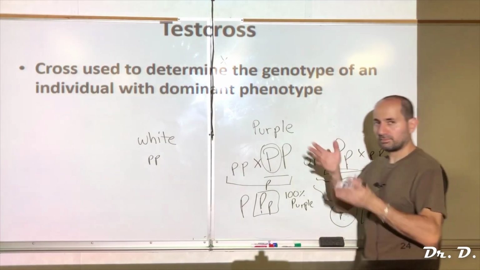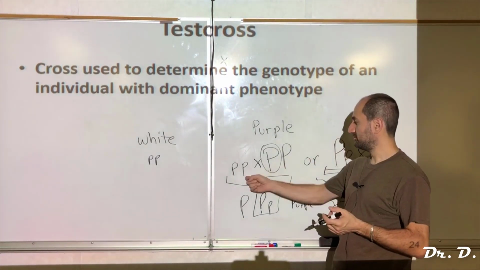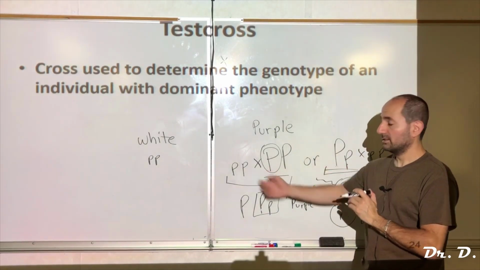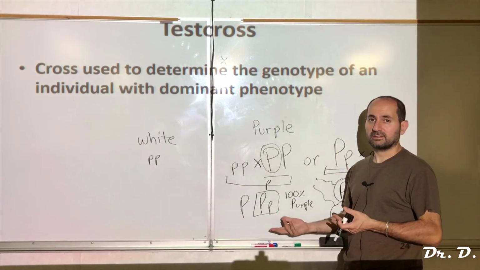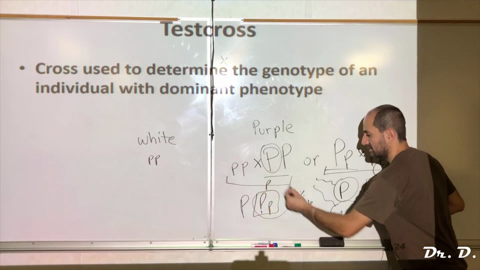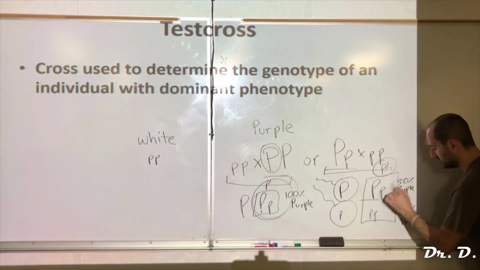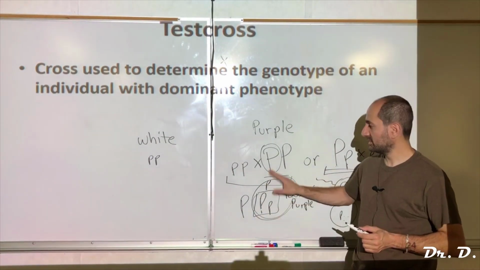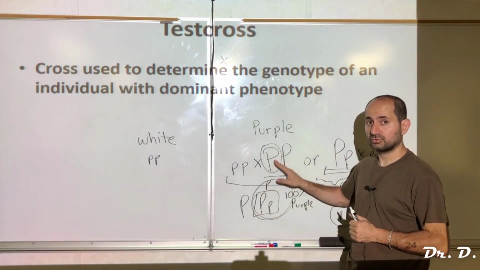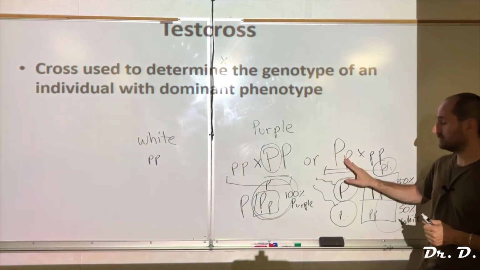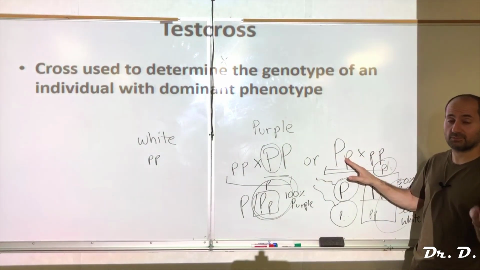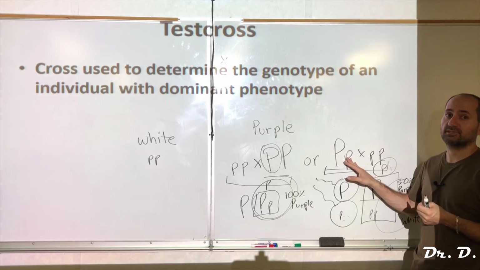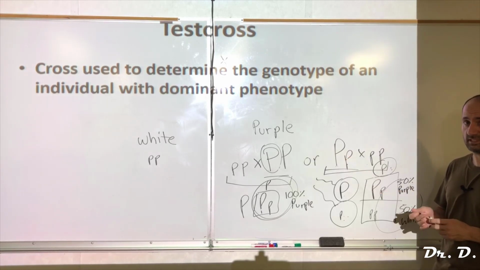So did you see what happened? I gave you a purple flower plant. You didn't know if it was big P, big P, or big P, little p. What you had to do was cross it with a white flower, a recessive plant, and depending on the outcome, you were able to determine the genotype. If you got no white offspring, the plant I gave you was a true breeder. If you got half white, half purple offspring, the plant I gave you was a non-true breeder, big P, little p. Okay, hopefully that makes sense.